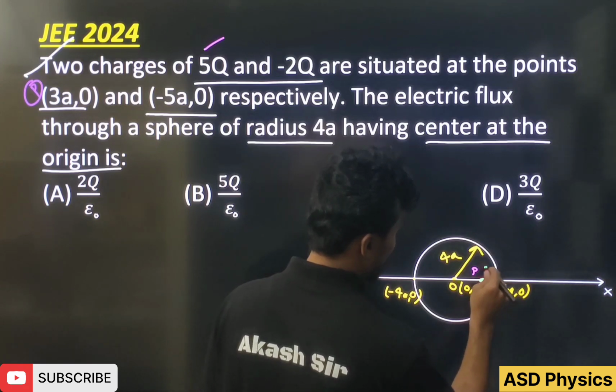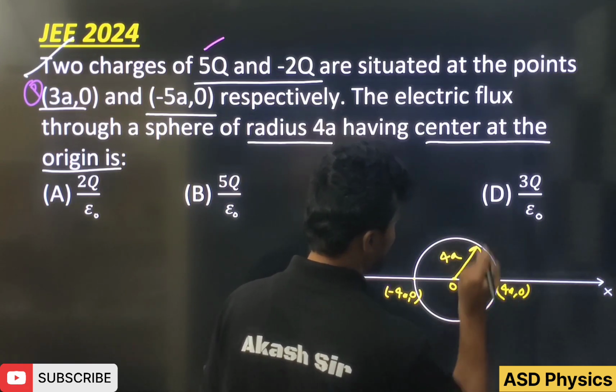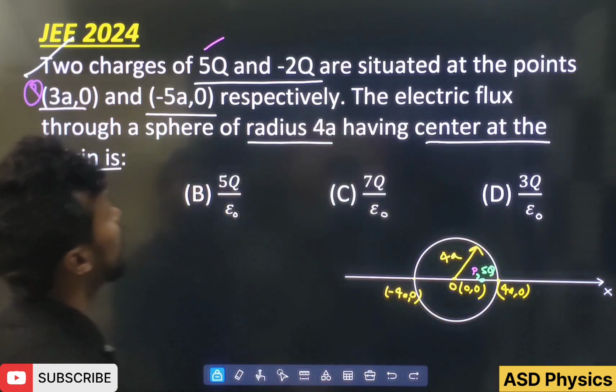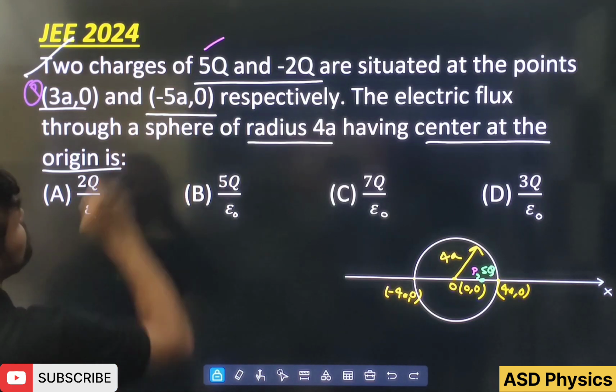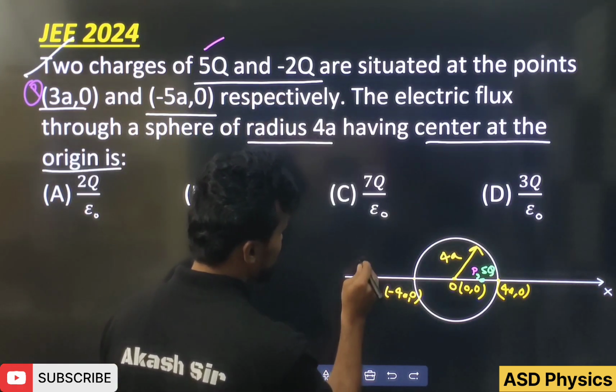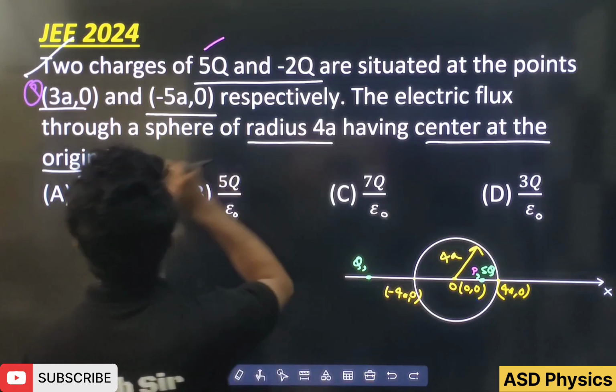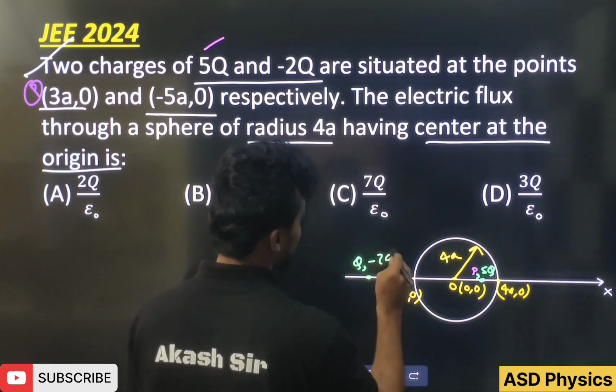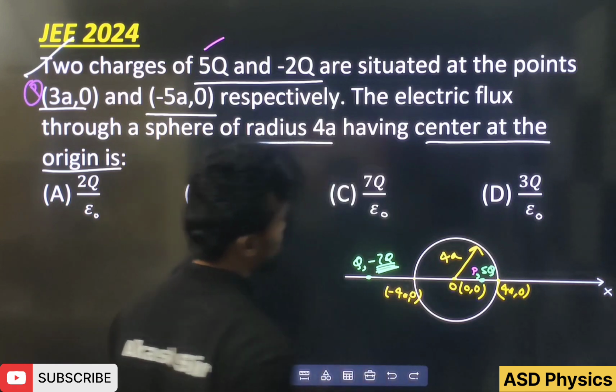Now let me write here. At point P, 5q charge. After that, you can see minus 5a, 0 is carrying how much charge? Minus 2q. So minus 5a, 0 is here. Let's take somewhere here, point Q. And here how much charge is there? Charge is minus 2q here. Minus 2q charge is there.